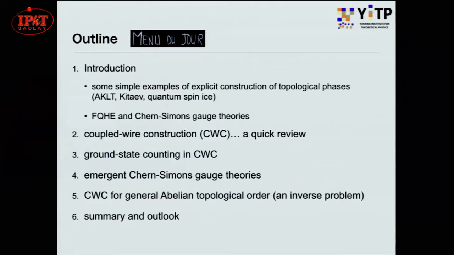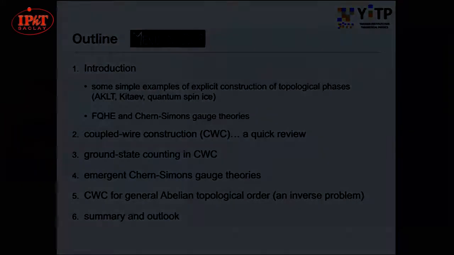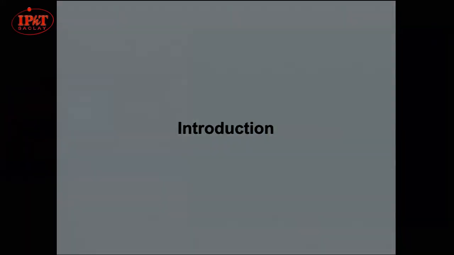So in this section, I will solve a kind of inverse problem. For a given Abelian topological phase characterized by a K matrix, I will construct and give you a coupled wire recipe corresponding to the topological phase. And the final section is going to be a summary and outlook. Okay, so let's get started.